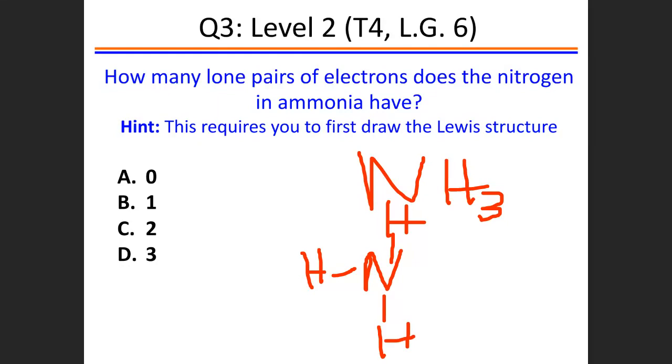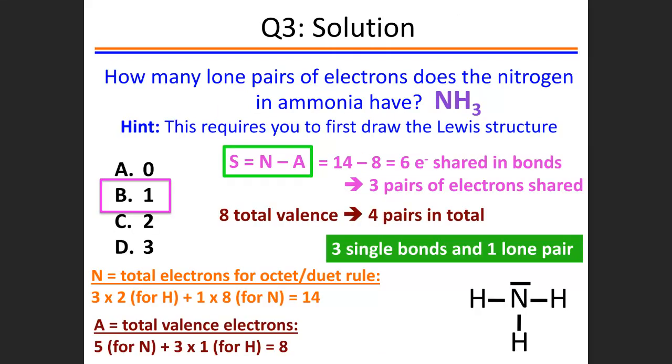So let's go back to here for the explanation. They make the bonds and they find 1 lone pair here. So 3 single bonds and 1 lone pair. The 3 bonds each represent 2, so 3 times 2, 6, plus these 2, 8. This is how you have to find it out.